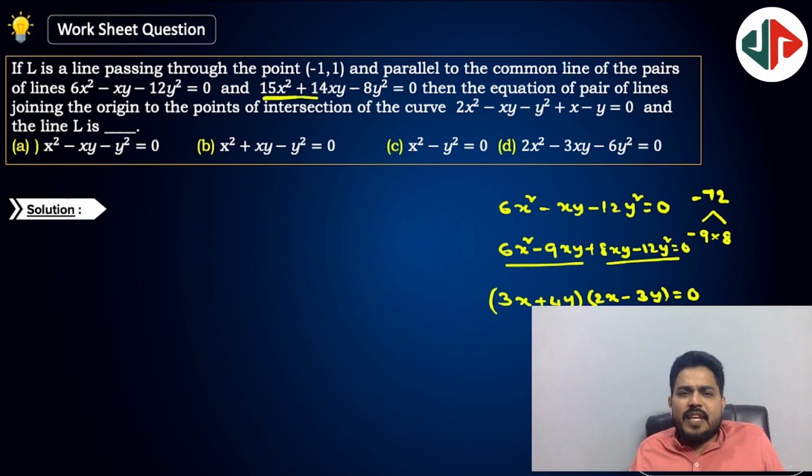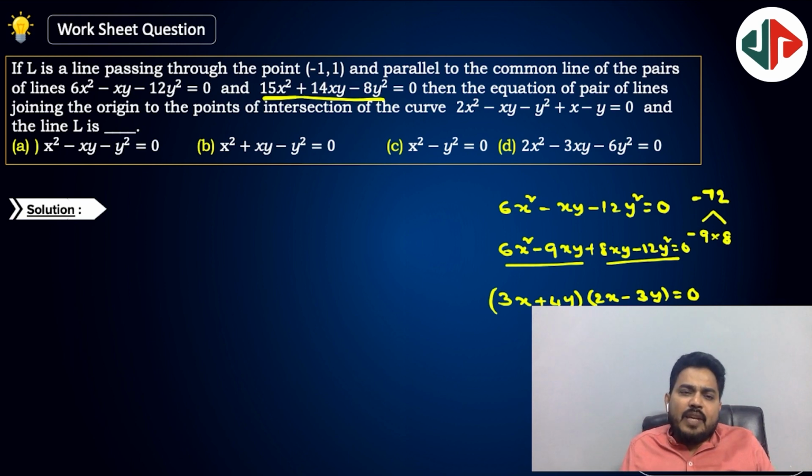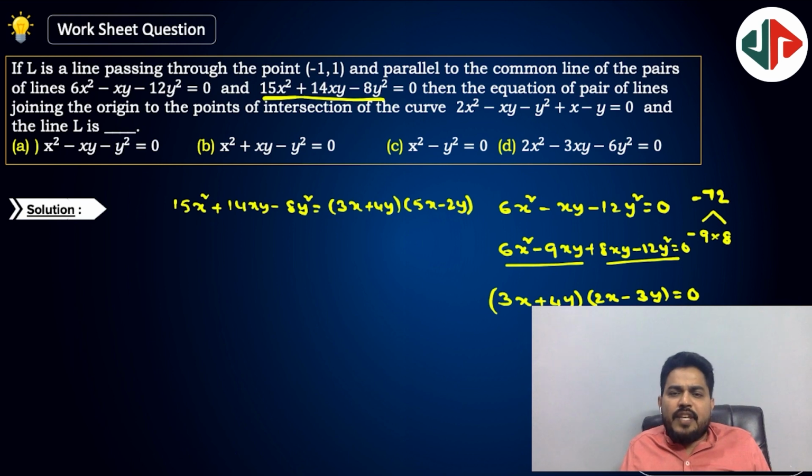Similarly, this 15x square plus 14xy minus 8y square is equal to 0. I can write that one as 3x plus 4y into 5x minus 2y. If you look, 15 plus 20 minus 6. So what is the common line? This and this. This is the common line.